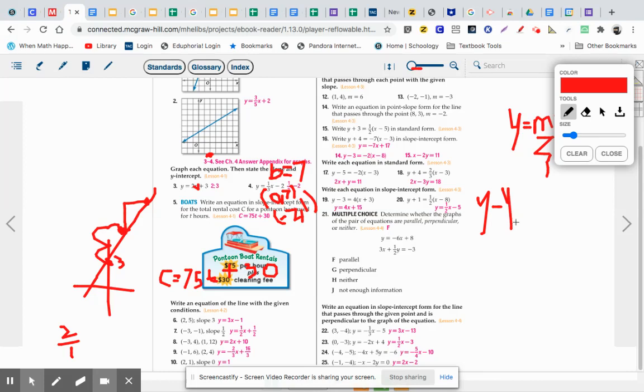It is y minus y1 equals m times the quantity of x minus x1. Okay. So all you're going to do is simply take the point, substitute it in the formula, take the slope, substitute it in the formula. So here we go. Y minus my y1 is 5 equals, the slope is 3. So I'm going to replace my m with the 3.